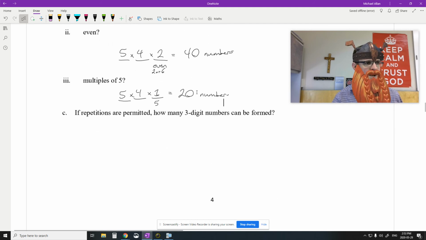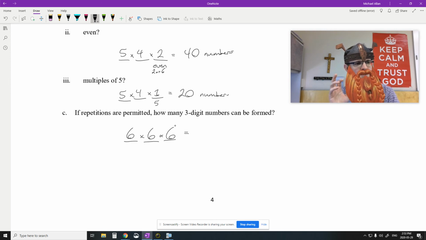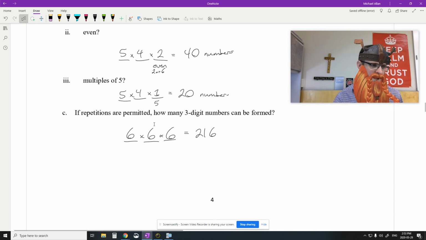Cool. If repetition is permitted, how many 3-digit numbers can I actually have? So I'm allowed to repeat now. So I got the 3 numbers again. I have 6 numbers to choose from. There's no other restrictions here. It doesn't say anything about less than that or even. So I have 6 numbers, 6 numbers, 6 numbers. 6 cubed. So 216 numbers in total. So I can have like a 999 or a 112 or a 121, right? So that's allowed here. So this uses all the numbers.